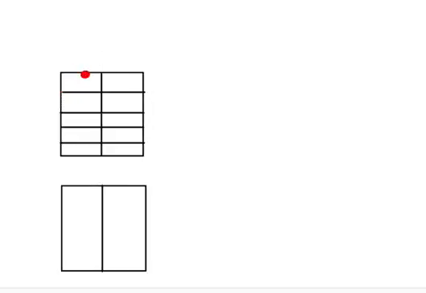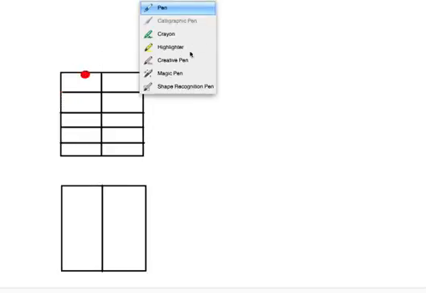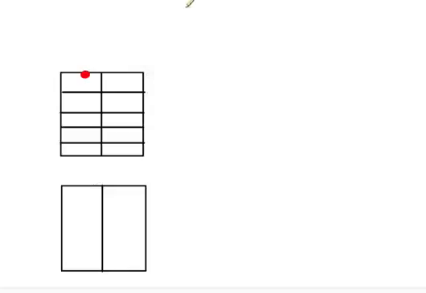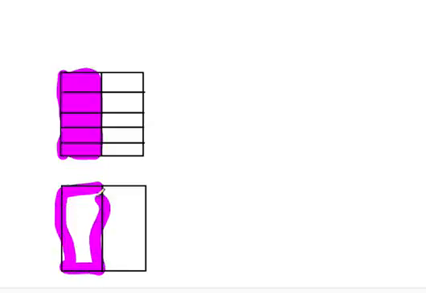I color in this section. Write in your journal what this fraction would be worth. And then the same as this one.